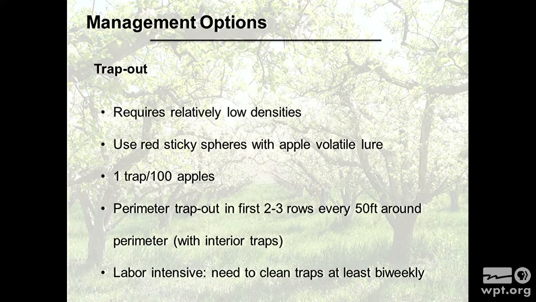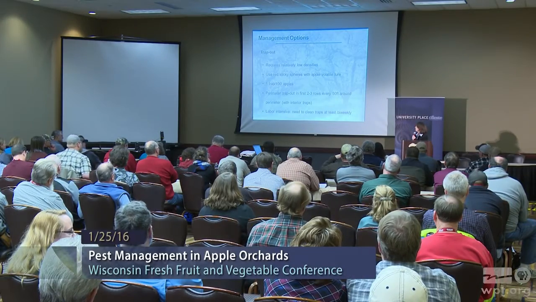There have been studies that have shown that it's working if you do it in the perimeter, as a lot of them are coming from outside your orchard. And then you want to have interior traps that will check that your perimeter traps are actually working and preventing your flies from establishing in your orchard. But as I mentioned, it's labor intensive when you're talking about 1 trap per 100 apples. And you need to clean the traps at least bi-weekly. So that's very labor intensive.